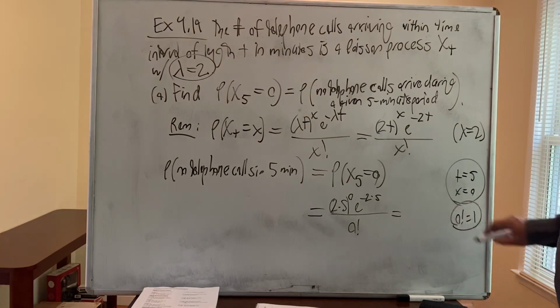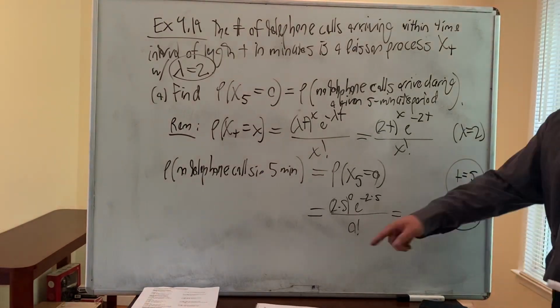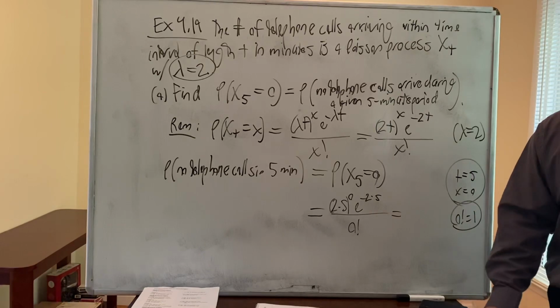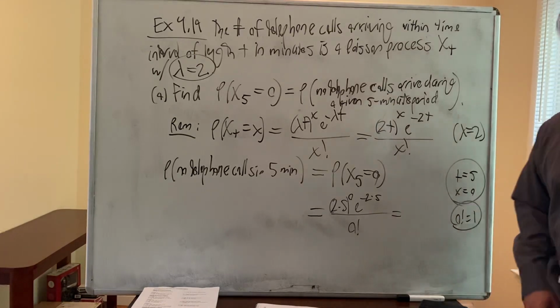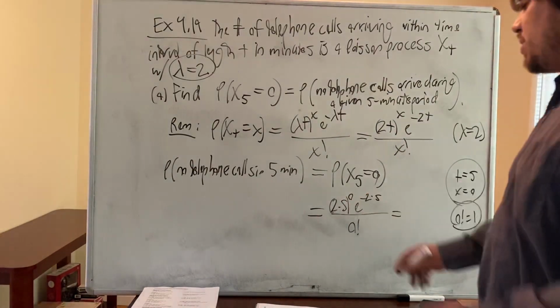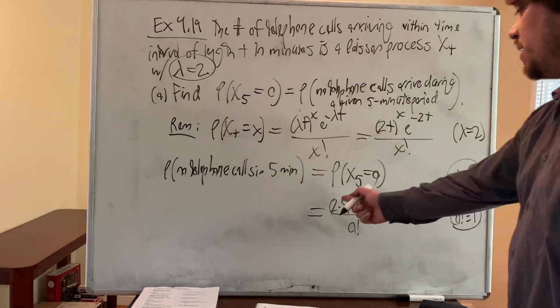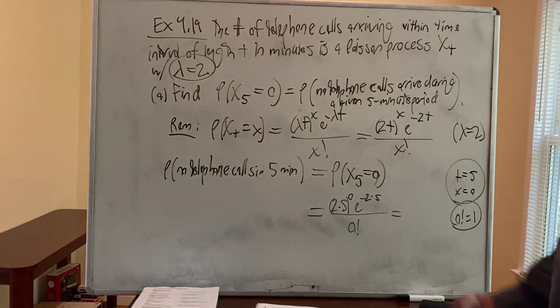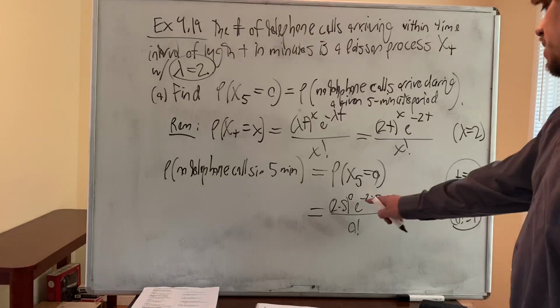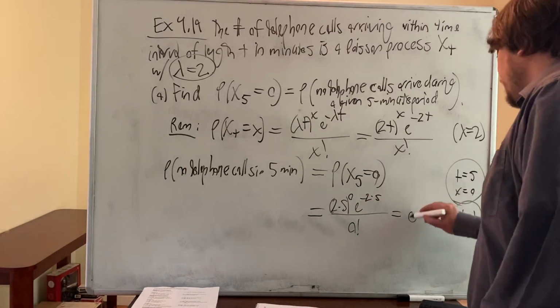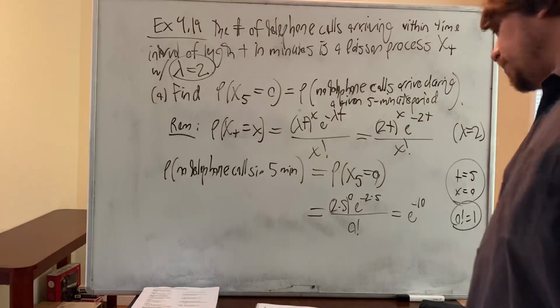So I already mentioned that in another class. I'll remind you, when you see 0 factorial in the denominator, you're thinking, how could you have a 0 in the denominator? It's fine, because 0 factorial is 1. Okay, so 2 times 5 to the 0 is 10 to the 0 power, which is 1. That's fine. 0 factorial is also 1. None of those matter. e to the negative 2 times 5 is e to the negative 10. And that's it. That's the value.